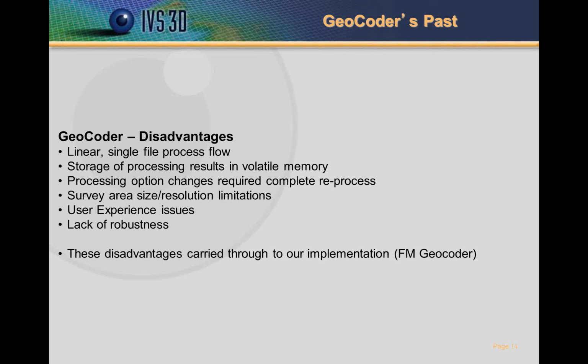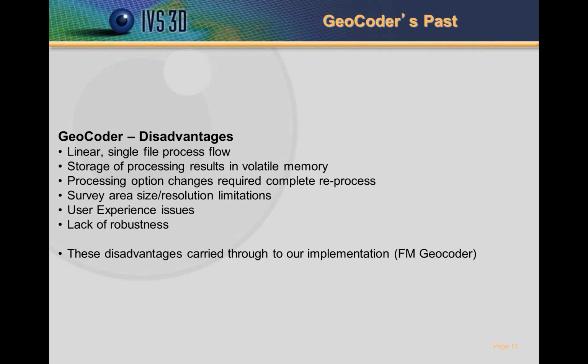Doing backscatter processing is not a simple task, and sometimes the user experience that's provided can kind of get in the way of the user getting their job done. And there was kind of a lack of robustness, so there were lots of pitfalls where you can get into trouble where things would crash. Now, those disadvantages consequently carried into our own implementation of FMGeocoder.